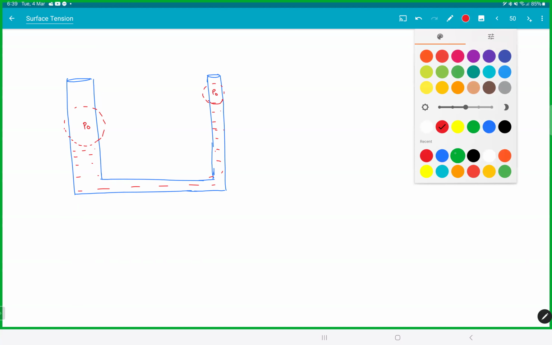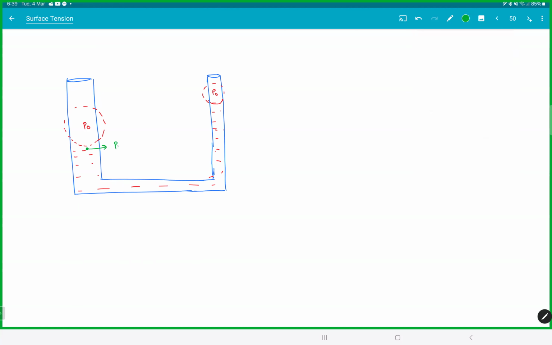this is P naught. So here the pressure will be P naught minus 2s by R1, but I know R1 cos theta is small r1. This is P naught minus 2s cos theta by r1. Similarly here it will be P naught minus 2s cos theta by r2. This point is B, this point is A. Since they're at the same level, PA is equal to PB. This height is H1, this height is H2.